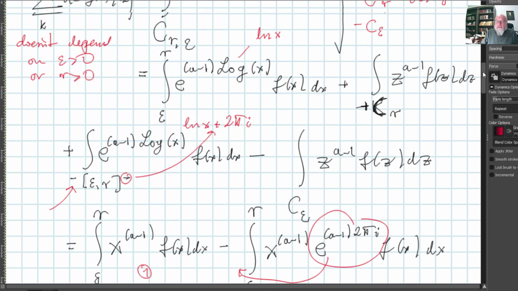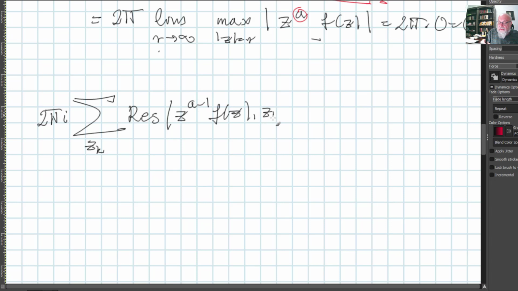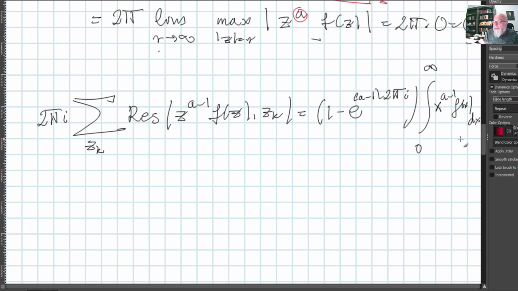So immediately let's rewrite the formula that we derived. We are getting the 2 pi i times the sum over zk, all singularities, of the residue of the function z to the a minus 1 times f of z at the point zk, divided by 1 minus e to the a minus 1 times 2 pi i, and that's the integral in question, the integral from 0 to infinity of x to the a minus 1 f of x dx.